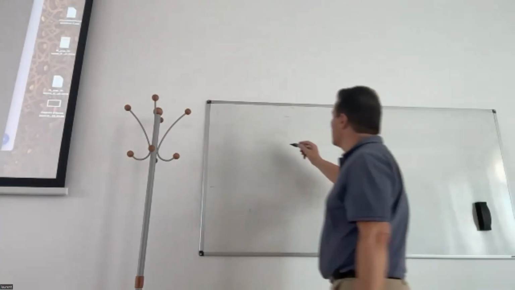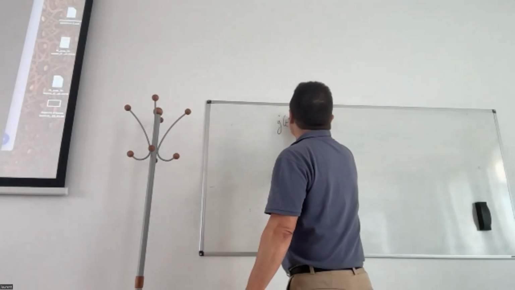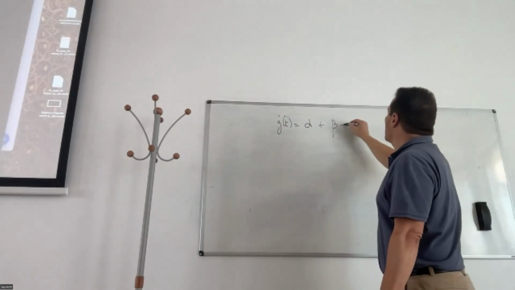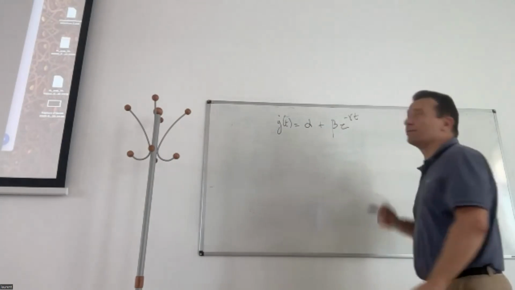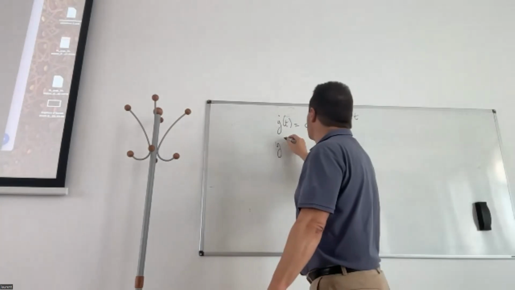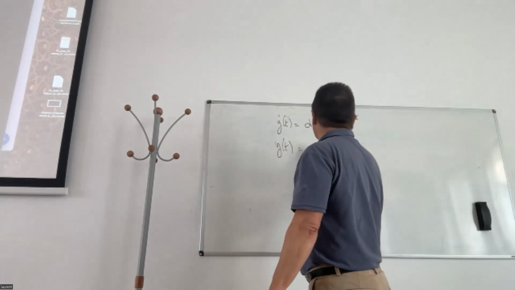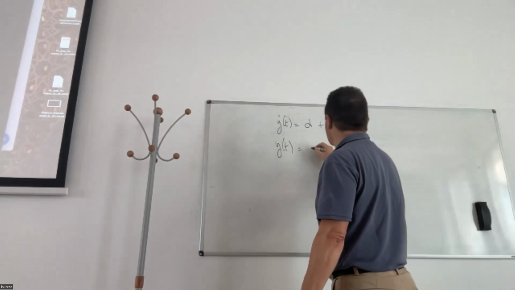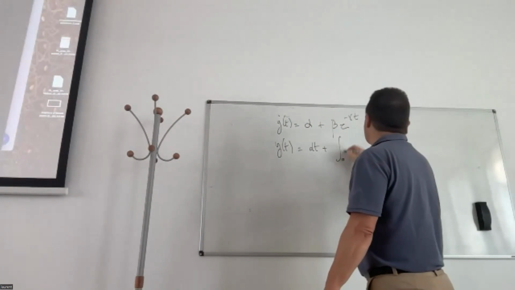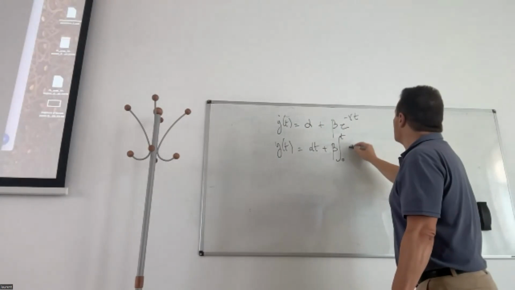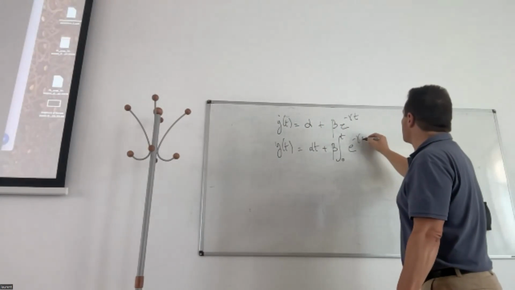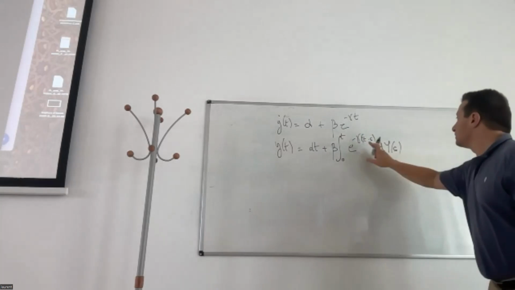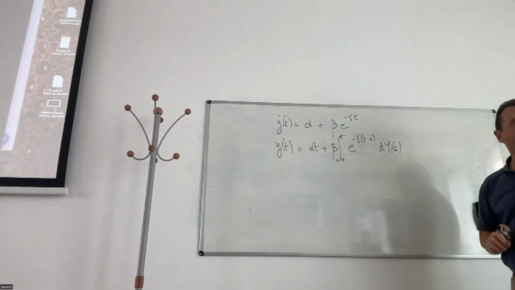For instance, if y dot of t is alpha plus beta exponential minus gamma t, say, that means that y of t is equal to alpha t plus the integral from 0 to t of beta exponential minus gamma (t minus s) dy_s. You have this kind of thing.